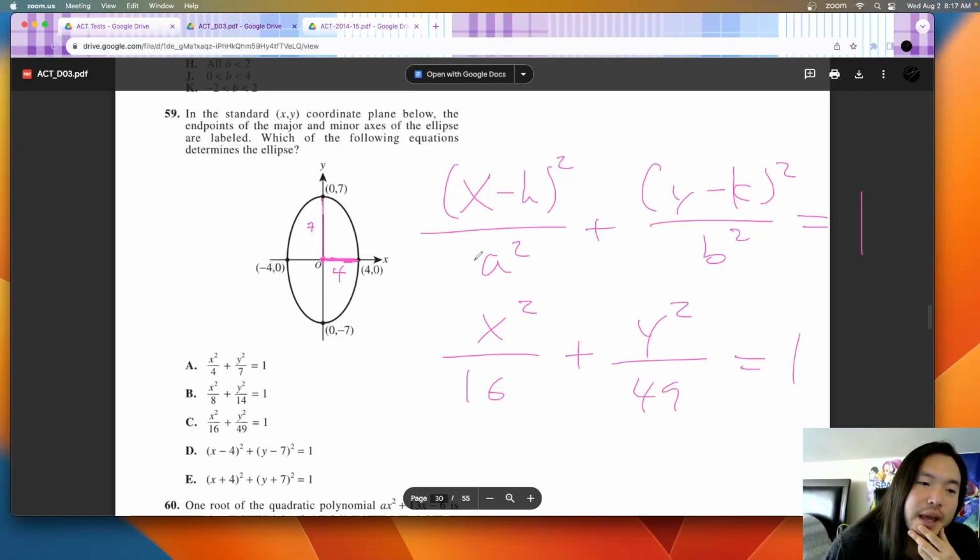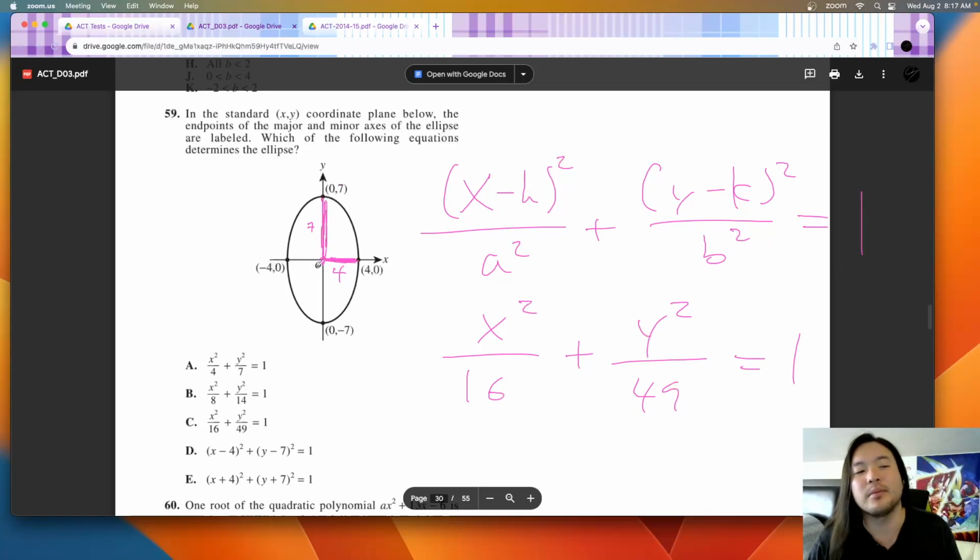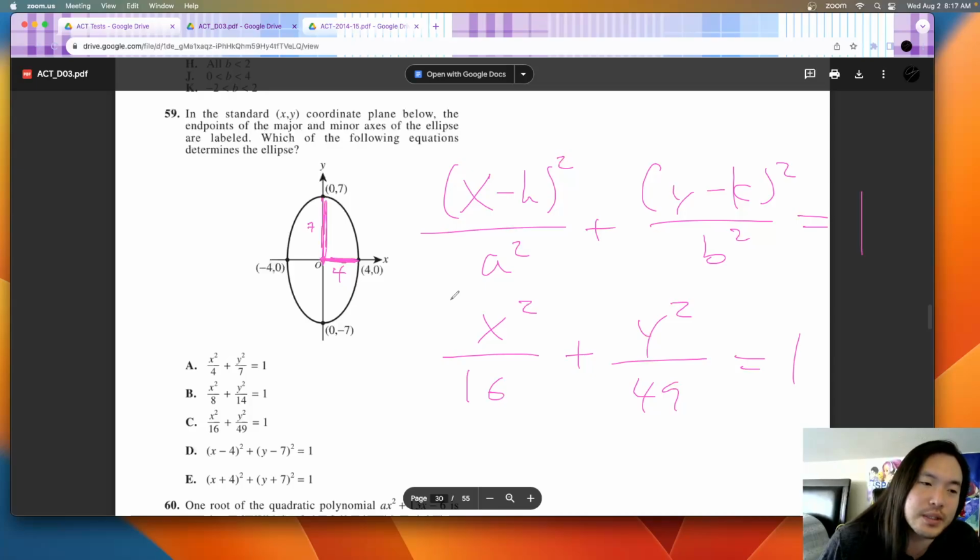I don't remember if A is 4 or if A is 8. I don't remember if B, do I need to use the radius, or do I need to use the diameter? It's probably the radius, right? Because the circle equation is the radius. But I'm not 100% sure. So let's just test it, right? Let's see what happens if I plug in 4.